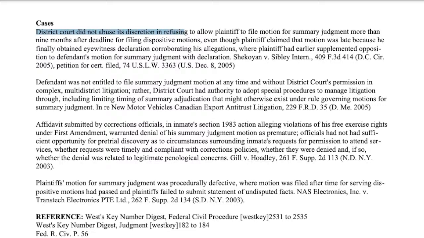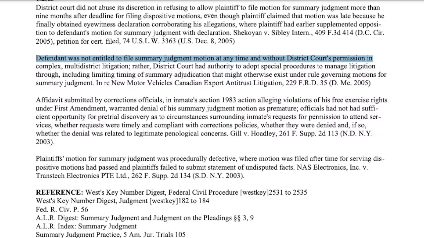District Court did not abuse its discretion in allowing plaintiff to file motion for summary judgment more than 9 months after deadline for filing dispositive motions, even though plaintiff claimed that the motion was late because he finally obtained eyewitness declaration corroborating his allegations, where plaintiff had earlier supplemented opposition to defense motion for summary judgment with declaration. Defendant was not entitled to file summary judgment motion at any time without district court's permission. And this is the one we read before there. Let's see here. Yeah, that's just a reference to it there.